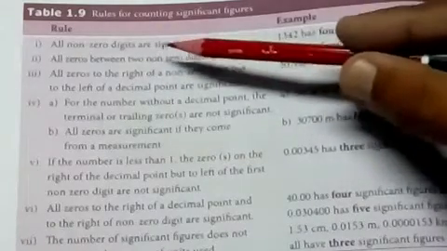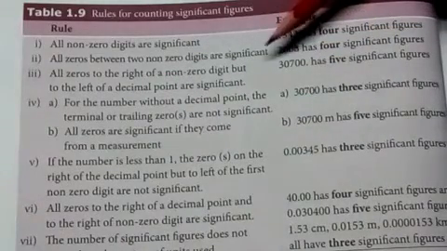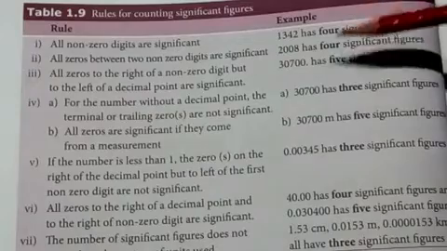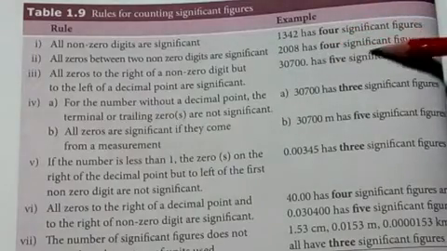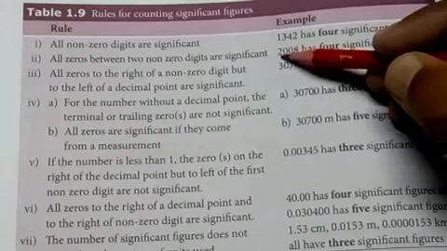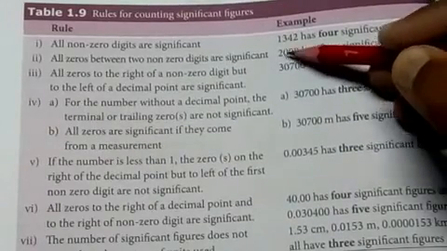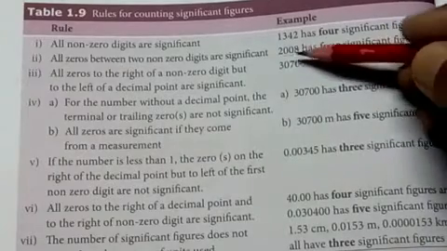All non-zero digits are significant. Second one: all zeros between two non-zero digits are significant. Now you see 2008 has 4 significant figures. Why? Because these zeros are between two non-zero digits, so we can say they are significant also.